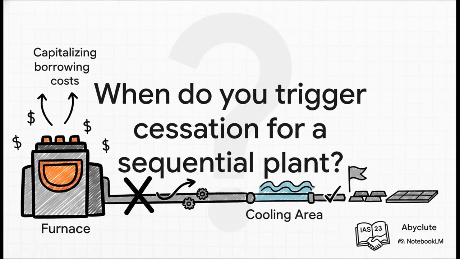I'll leave you with this final application scenario to ponder. We talked about a business park where you can stop capitalizing as each building finishes. But what if you're building a multi-stage industrial plant, like a sequential steel mill, where the furnace, the rolling lines, and the cooling areas absolutely must be completed before a single piece of steel can be produced? Well, in this case, because no single part can be used independently, the standard forces you to keep capitalizing borrowing costs across the entire project until that very last component is ready to roll.